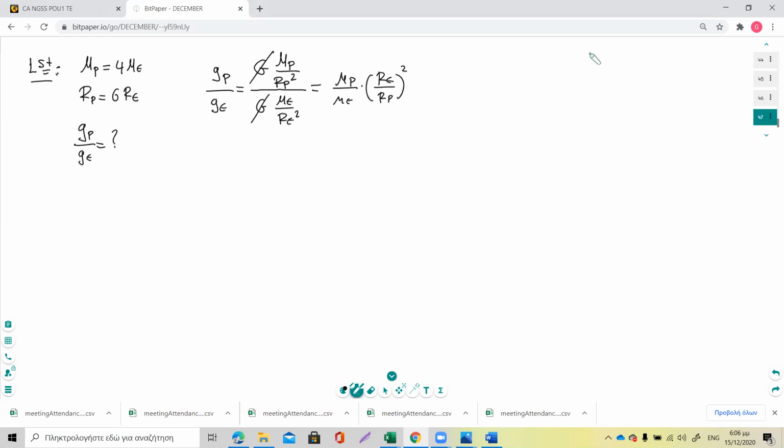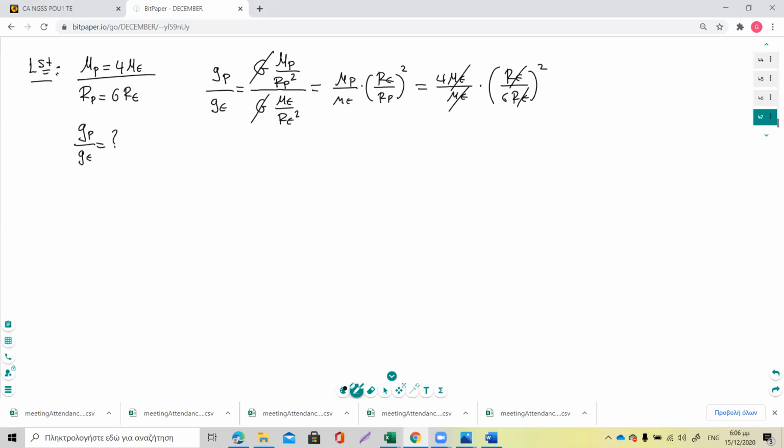Pay attention at this point. You know the rearrangement of these terms. Sometimes we can make mistakes. So we have mp over me multiplied by the square ratio of re over rp. And now we have to plug in the numbers we're given. This is 4 times mass of the Earth over mass of the Earth. And this is r of the Earth over 6 times the radius of the Earth.